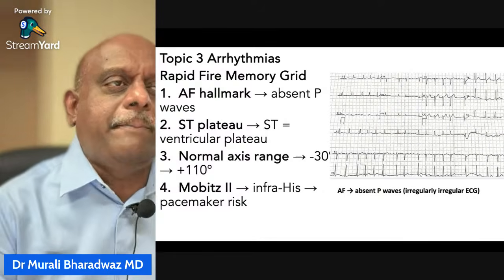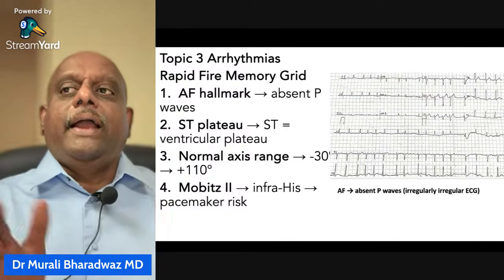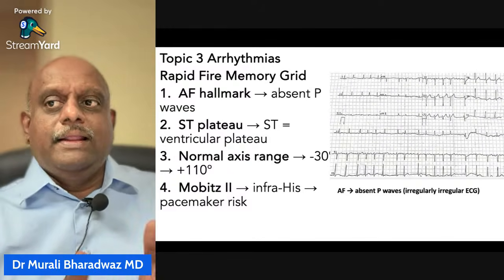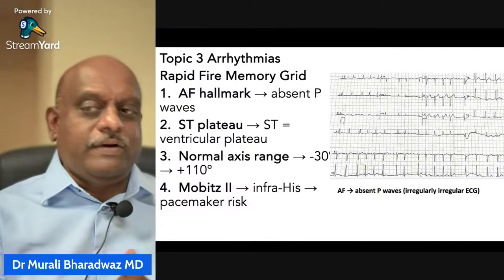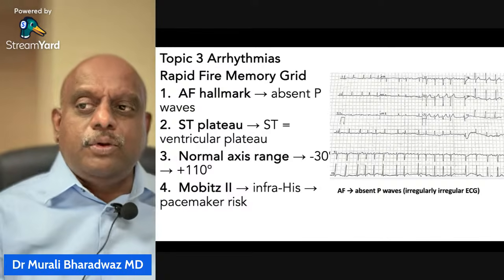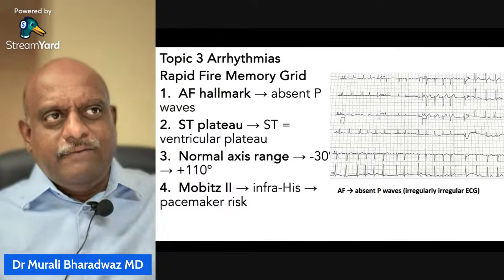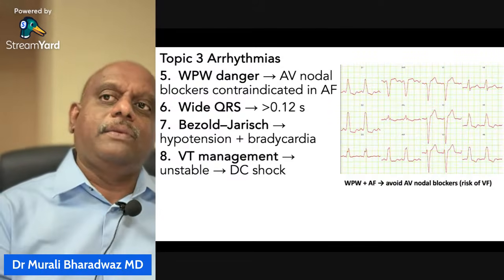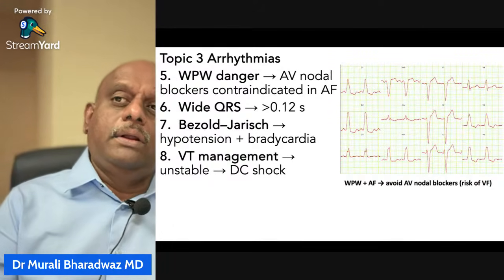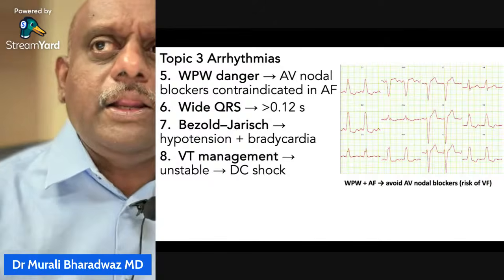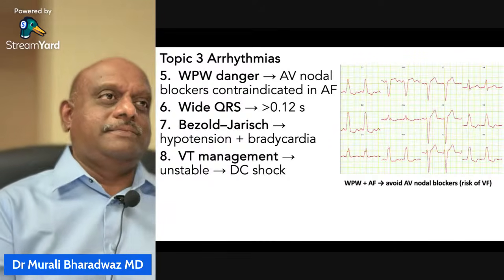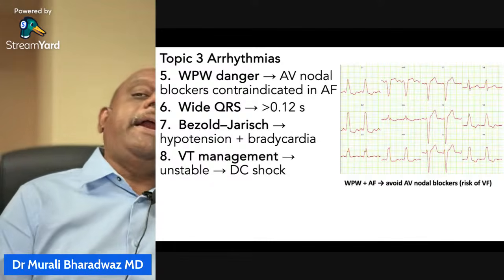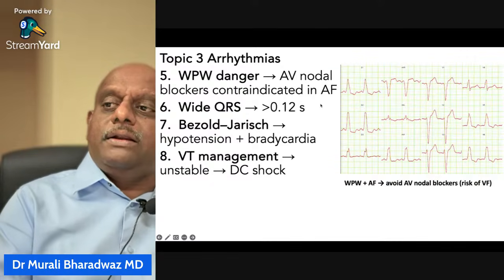Now, let us go into rapid fire memory. AF hallmark, absent P wave. Right? Then normal axis, minus 30 to minus 110. Mobitz type 2 is block at the infra-His bundle. That's the reason pacemaker is needed. Right? Now, whenever there is a WPW syndrome, right? So whenever atrial fibrillation is there, what will you give, doctor?